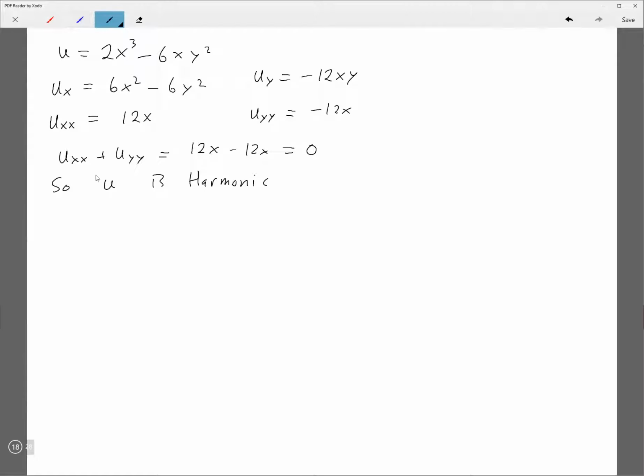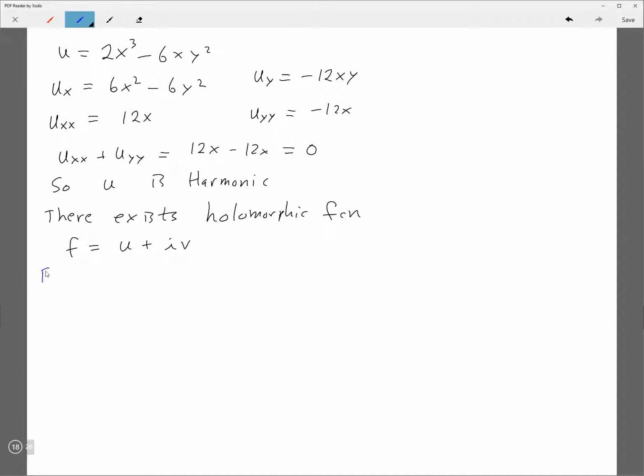Okay, so if you have a function that's harmonic, it turns out that there exists a holomorphic function where this u here is the real part of that holomorphic function, and then v is the imaginary part. Okay, so let me show you.